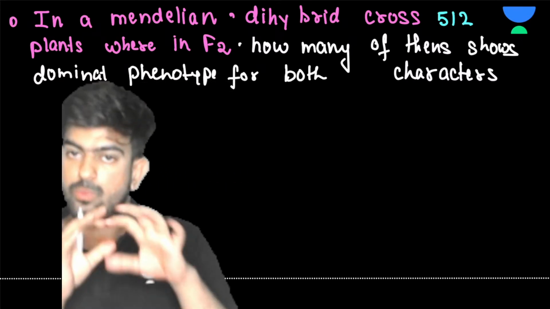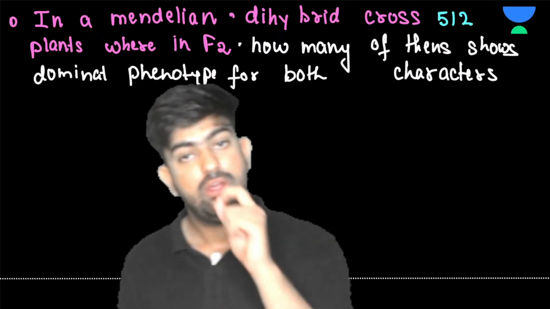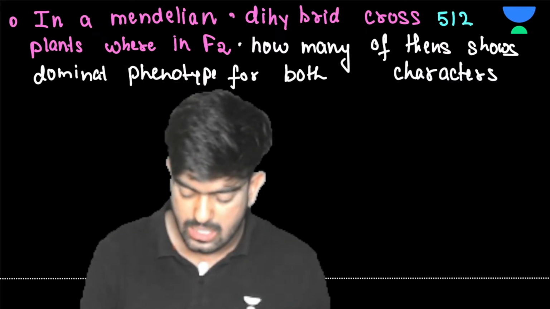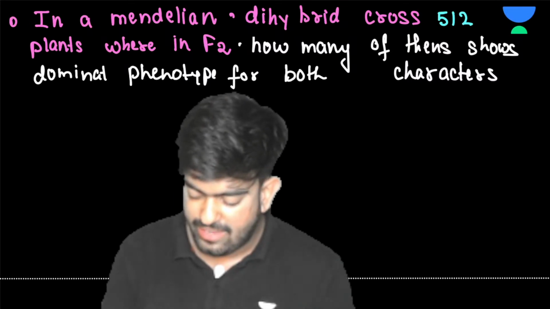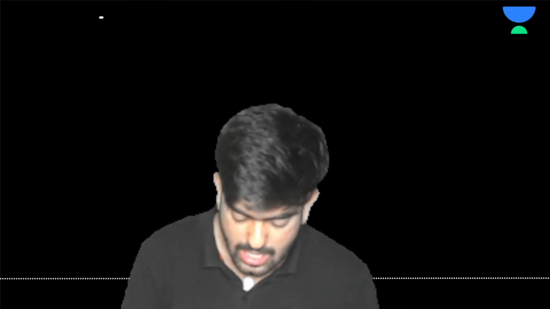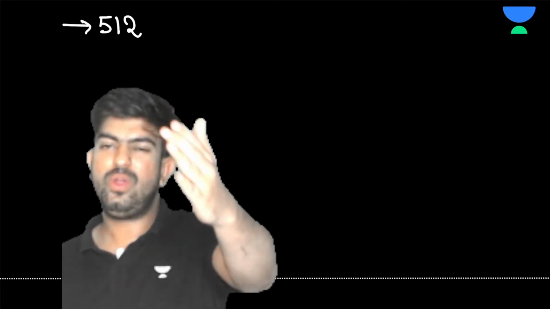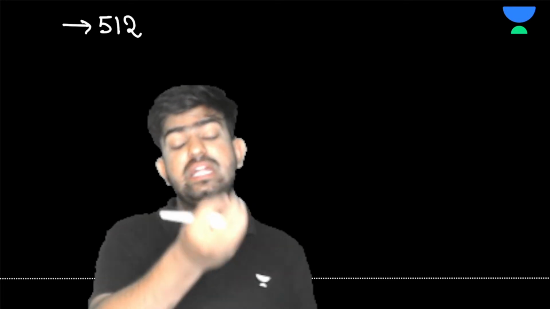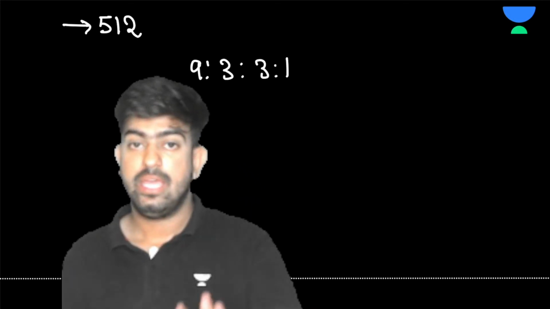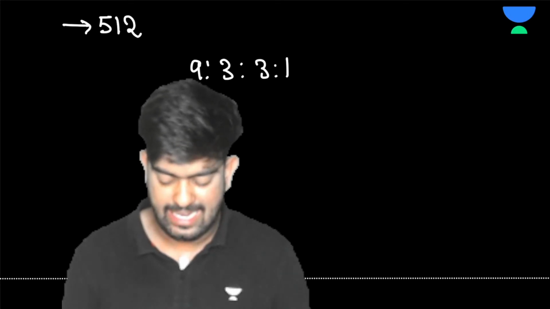We know that here we have 512 plants. First of all, in these types of questions, your phenotypic ratio should be in your mind. In monohybrid cross, it is 3:1. In dihybrid cross, it is 9:3:3:1. Write it down: 9:3:3:1 in the dihybrid cross.